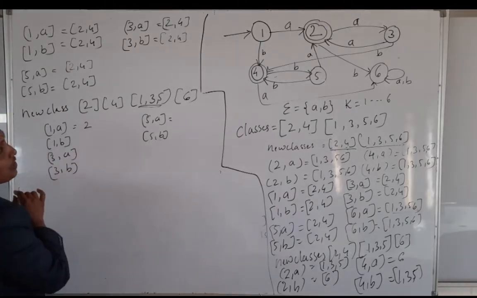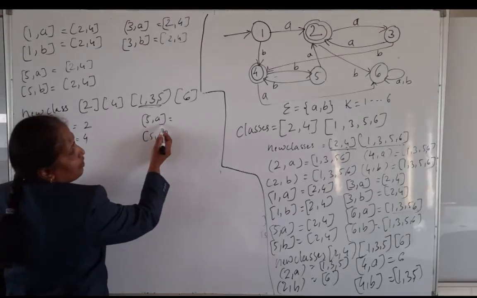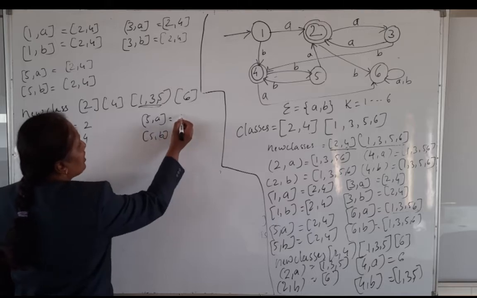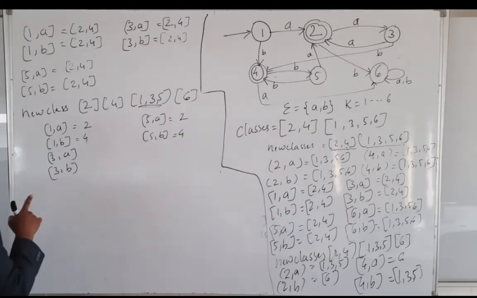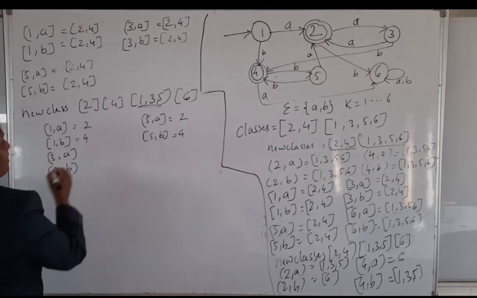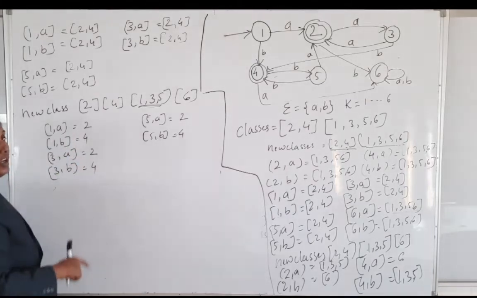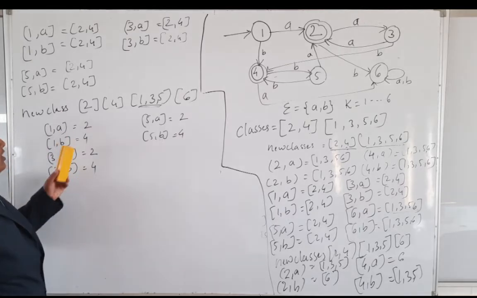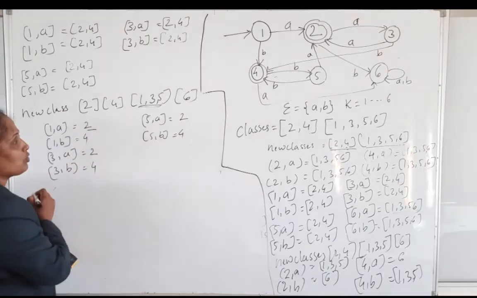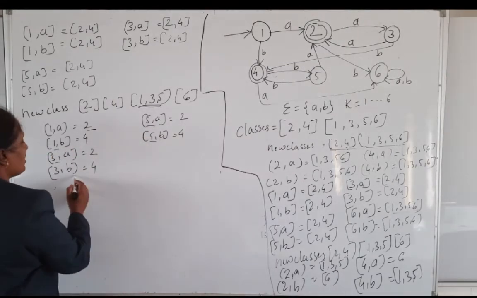1 of B where I reach 4. Next 5 of A, where I reach the second state. 5 of B I reach the fourth state. Next 3 of A where I reach the second state. 3 of B I reach the fourth state. So check, after accepting A and B from these states, I am moving to the same states, that is 2 and 4. So 1 of A where I move to the second state. Check the 5 of A, 3 of A. Next 1 of B, 5 of B, 3 of B.